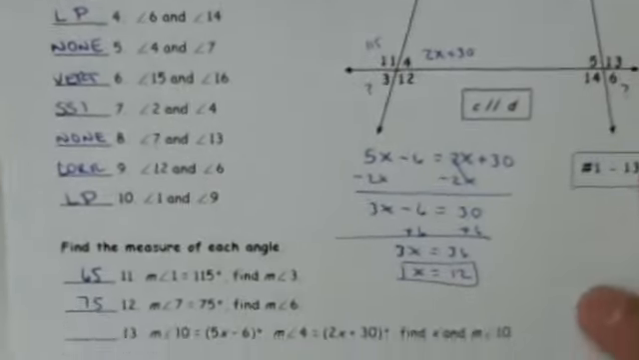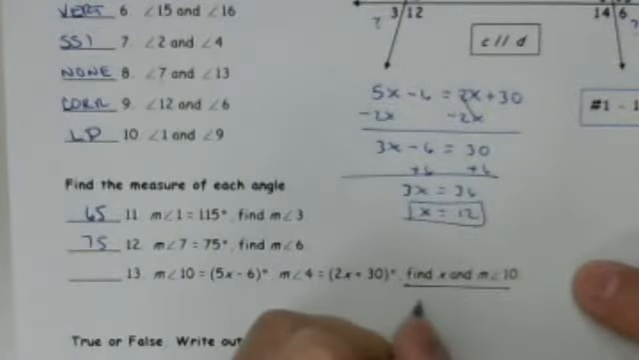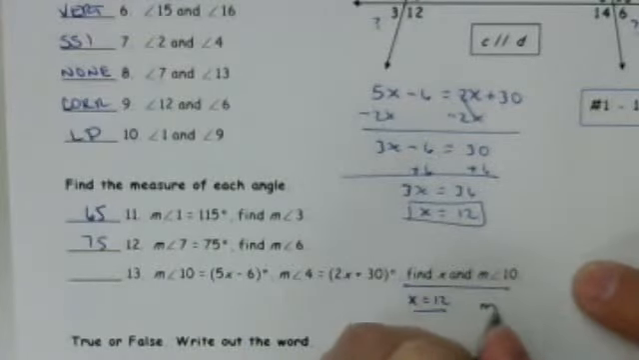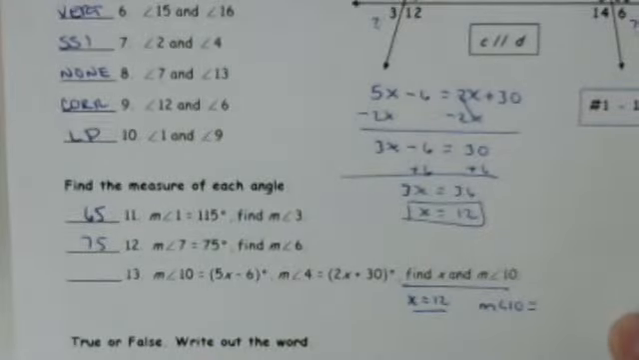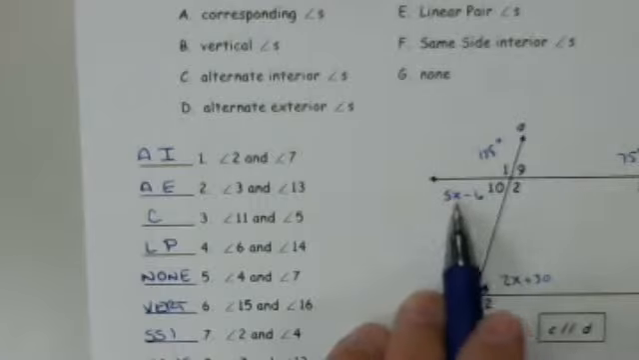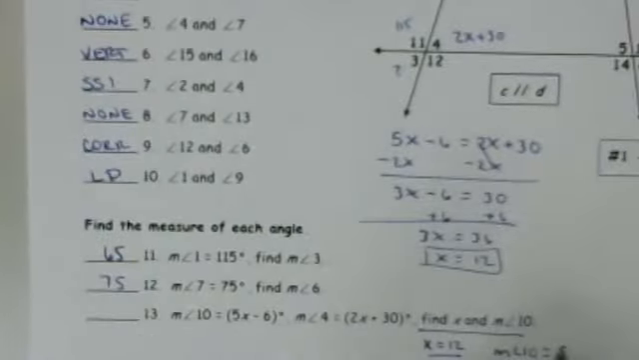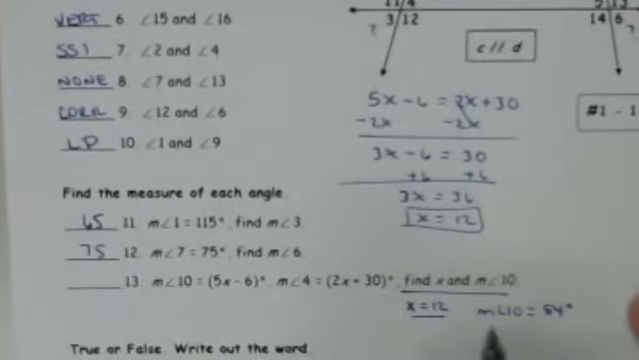Okay. Now notice on the instructions it says to find x and angle 10. Well, we know that x is 12. Now to find angle 10, we just substitute the 12 back in. So now coming back up here to angle 10, I know that 5 times 12 is 60, and 60 minus 6 is 54. So then we know that angle 10 is 54 degrees, and so those are my answers.